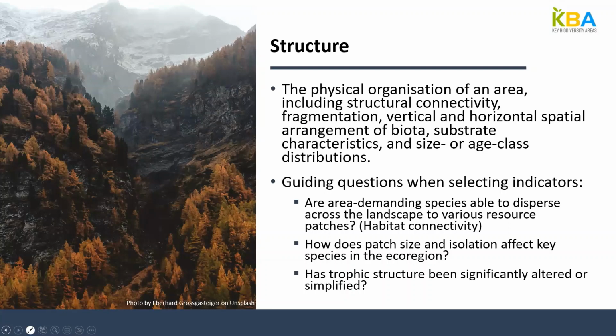So some of the key points that you may want to consider related to physical arrangement of this space could be whether area demanding species are actually able to disperse across the landscape to the different resource patches that may be in different areas, whether the patch size and isolation affect the key species in the ecoregion, and whether the trophic structure has been altered or simplified, again, for example, by the presence of an alien invasive species.